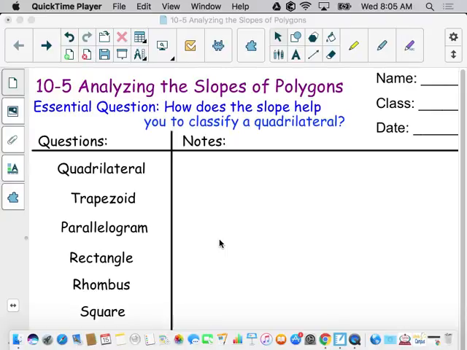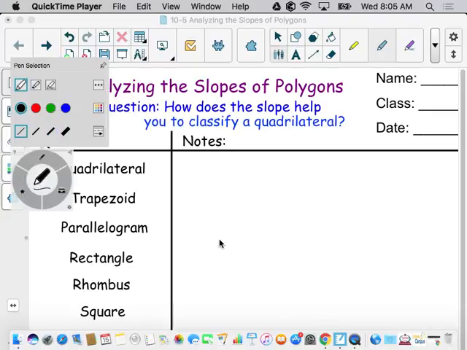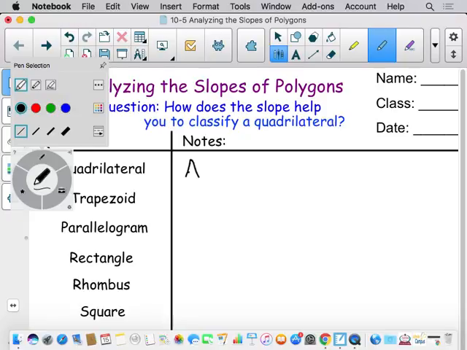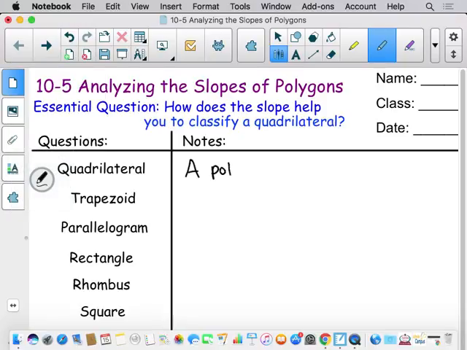Lesson 10.5, Analyzing the Slopes of Polygons. Our essential question is, how does the slope help you to classify a quadrilateral? We have quite a few new vocabulary words today. The first one is quadrilateral. A quadrilateral is a polygon with four sides.